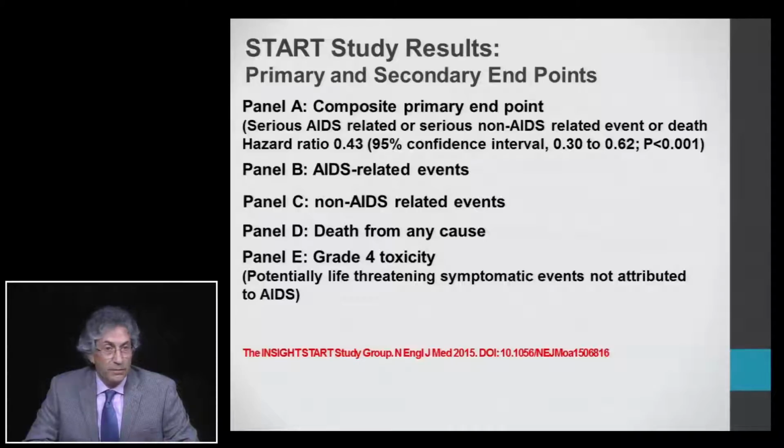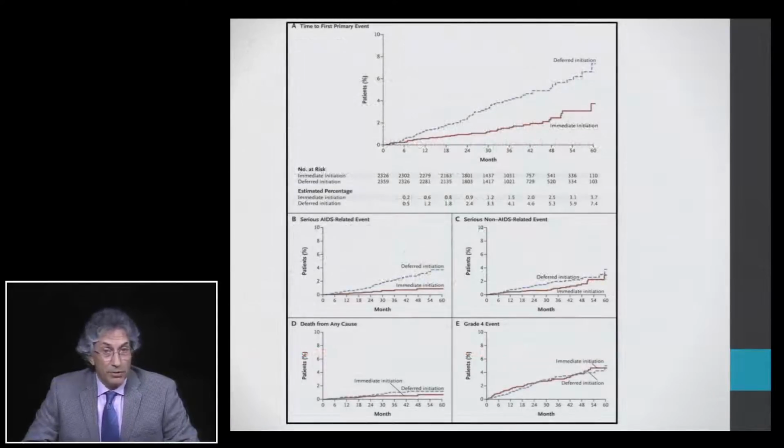And there was over a 50% reduction in events in people who started antiretroviral therapy early compared to those who postponed the antiretroviral therapy till the CD4 count fell to 350. Panel E shows serious, potentially life-threatening toxicity in both groups. Here are the tables with the results.